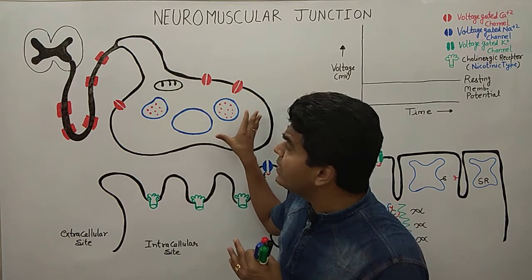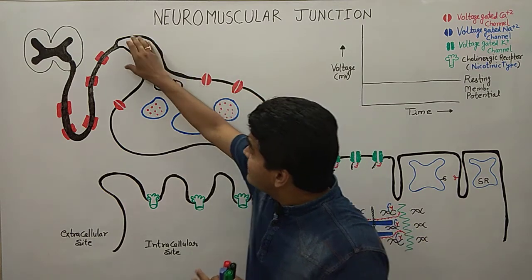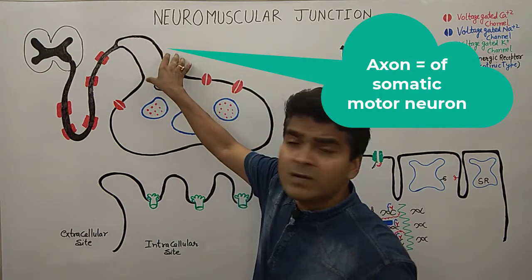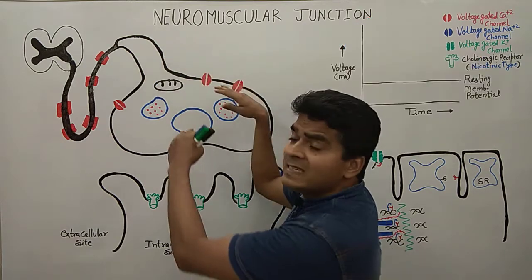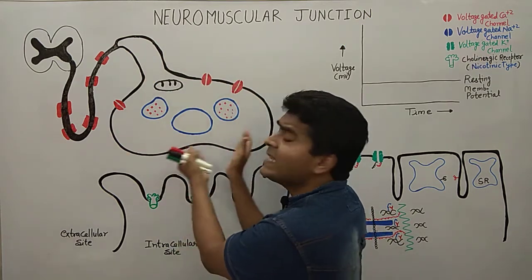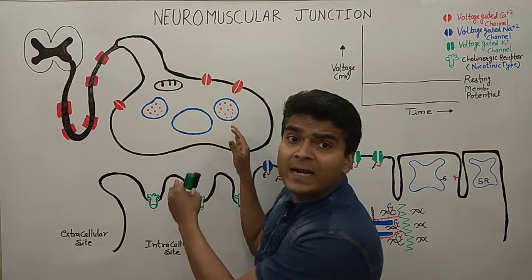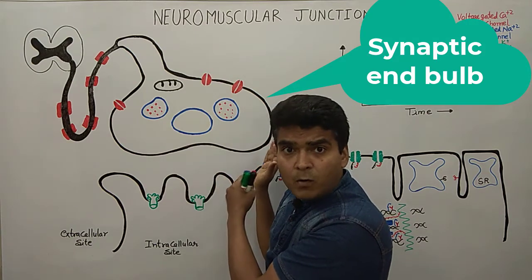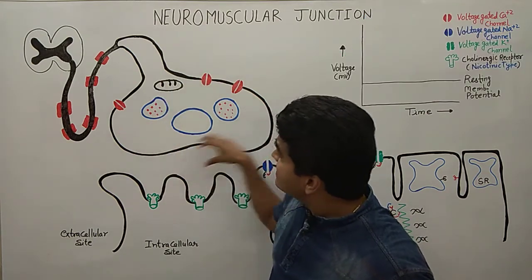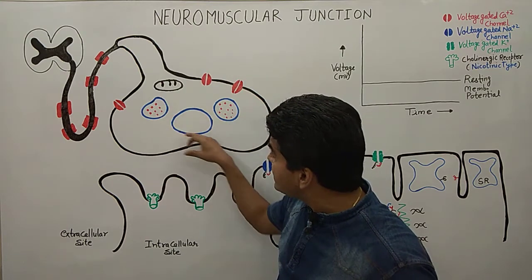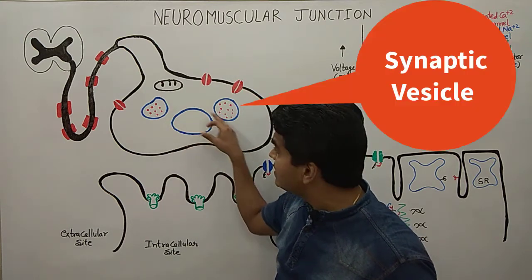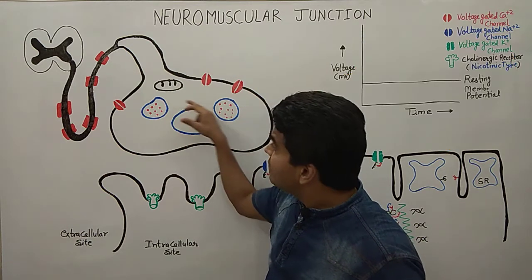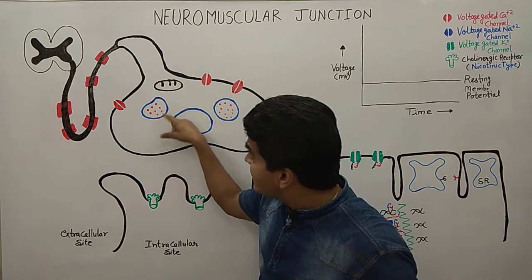In the somatic motor neuron, this area is known as the axon of the somatic motor neuron, and this is a bulb-like structure. This bulb-like structure is known as the synaptic end bulb. Within this synaptic end bulb we find various vesicles. These blue colored circles are synaptic vesicles, and within these we find various neurotransmitters.